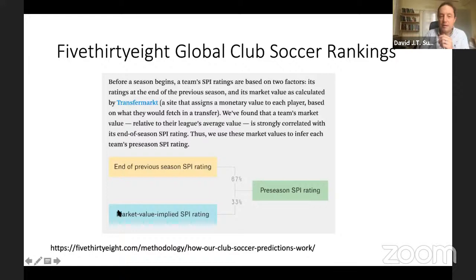Then they combine that. This is just a random parameter, I imagine, that they've tuned and chosen for some reason. One third of it is the transfer market. Two thirds of it is how they were rated at the end of last season. And then that gives them a pre-season rating. You would call this the prior for their model. It's what you expect before the season started. It takes the rankings from last season and throws in something to do with the market value of the players. So this is a kind of wisdom of the crowds type of thing. And then they get a pre-season rating of each team.